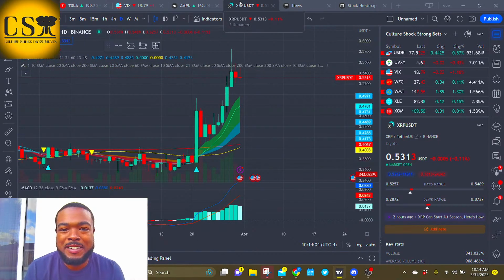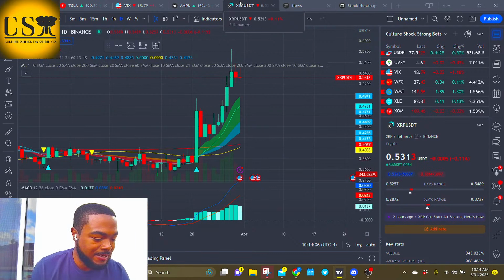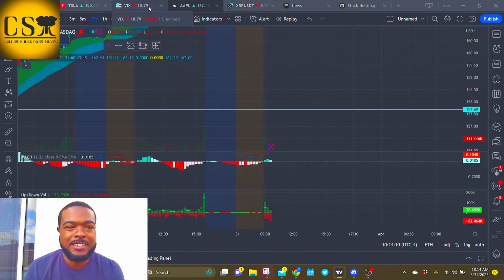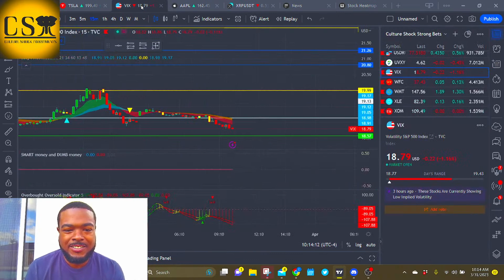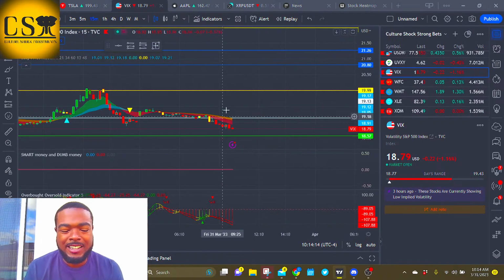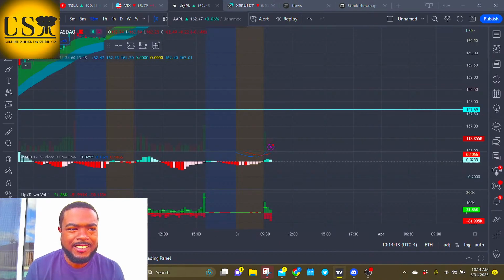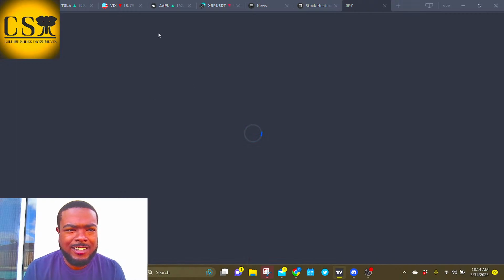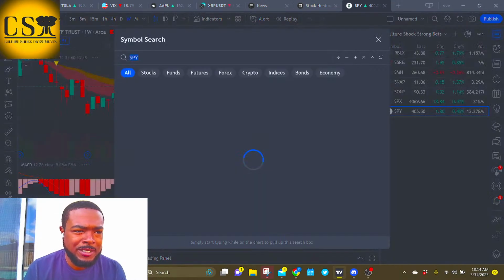XRP took a big jump yesterday. VIX is still breaking down. I said XRP took off yesterday. XRP is at 57 cents now from 30 cents. It's finally taking this move because I think that court case is about to be settled.